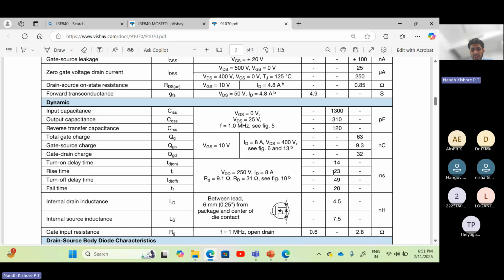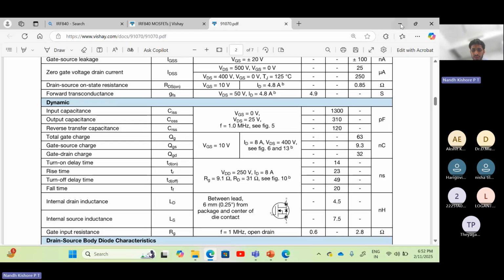This TR and TF that they have given over here, 23 and 20, are actually experimental data at a particular operating point. See figure 10b. They have operated this MOSFET experimentally and they are telling it's 23 and 20. But based on your gate charge and all, you will be able to accurately compute what your TR and TF will be at a particular operating point. Let's say I change my RG from 9.1 to 12.1. Then your TR and TF will change. How much they will change, you can compute theoretically. That will be part of your master level courses, but for now we can consider TR and TF to be 23 and 20 respectively.